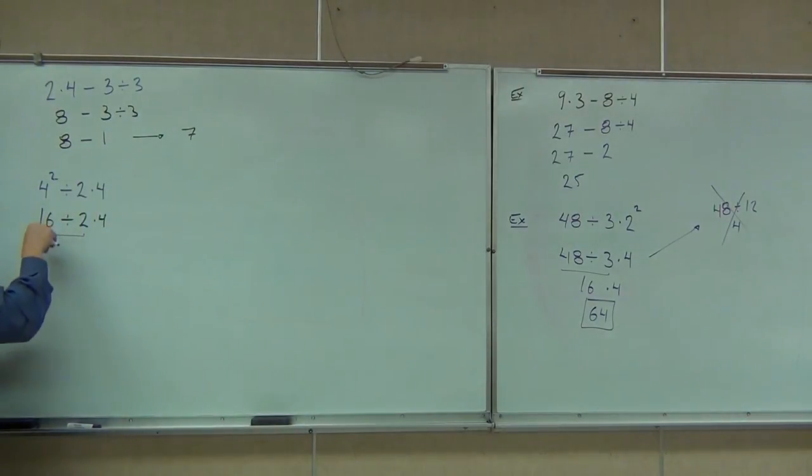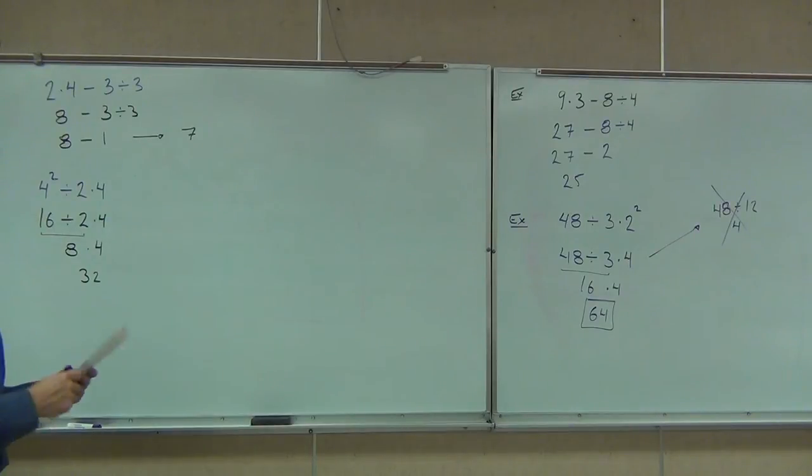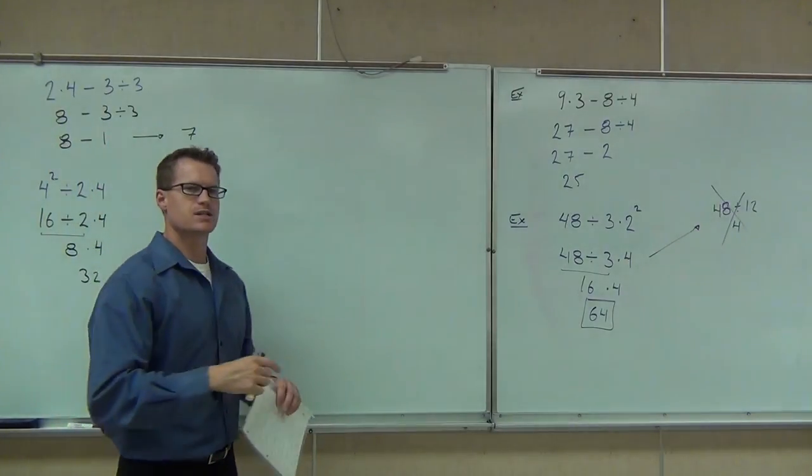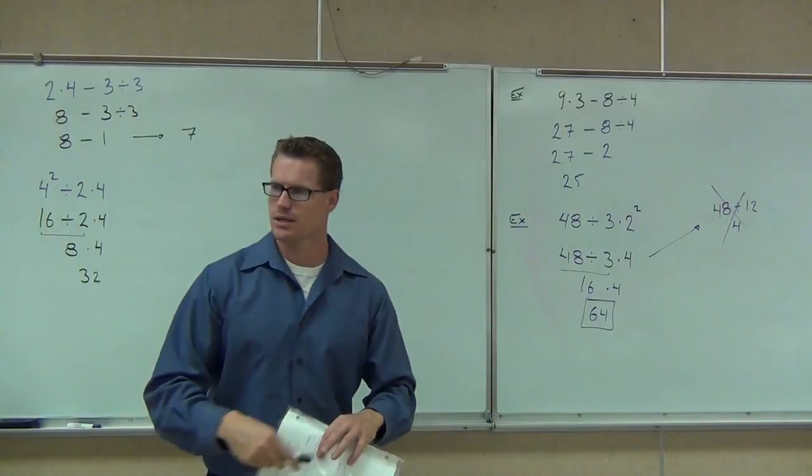So we go, okay, 16 divided by 2 gives us 8. And then we multiply by 4. That's your right answer. How many got 32, by the way? Good for you. If you didn't, that's okay. Go back and fix it. Maybe try this one later. Now, let's see what happens when we start incorporating some of these parentheses and bracket concepts. See what we can do out of this thing.